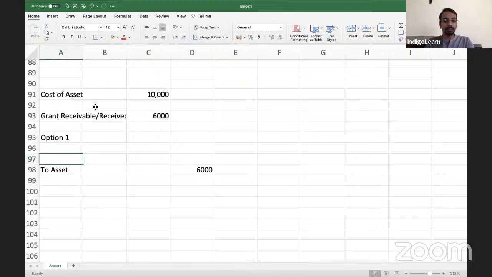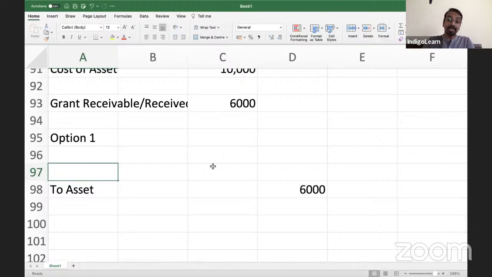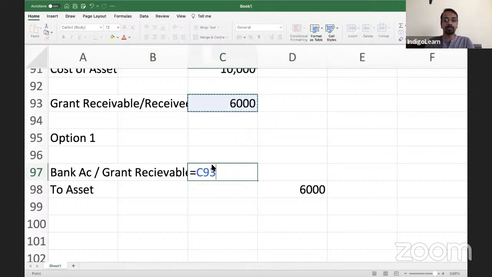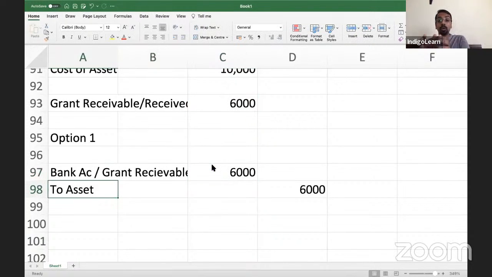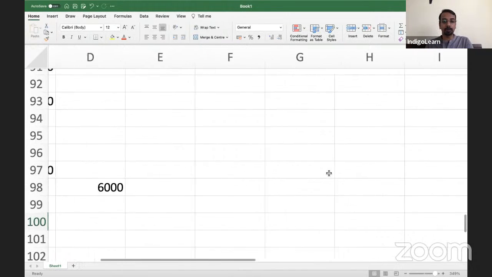Okay. Then what is the debit to? If grant is received, you will say bank account, or you would say grant receivable. How much? 6,000. Are you clear? Bank account to asset account. What is this entry for? Receipt of grant, 6,000. Bank account debit, asset account credit. This is option number one. What is option number two?